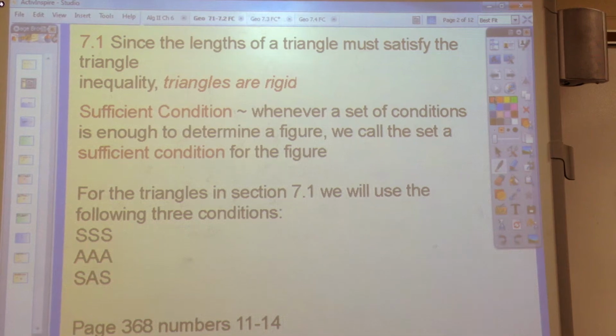Good morning, ladies and gentlemen. This is going to be section 7.1 and 7.2 of Mrs. Quinn's geometry class. First, let's start with 7.1. We're going to talk about triangles for the next chapter.